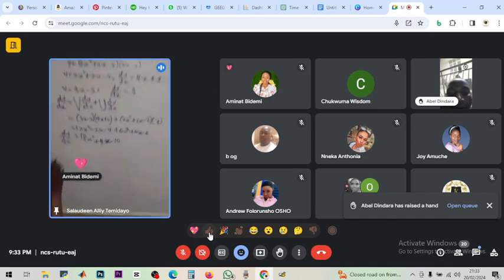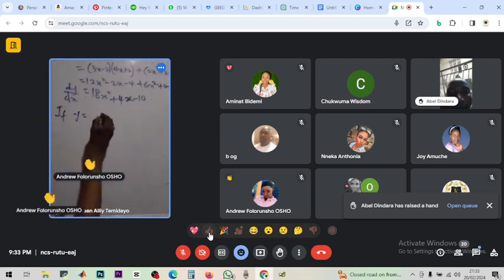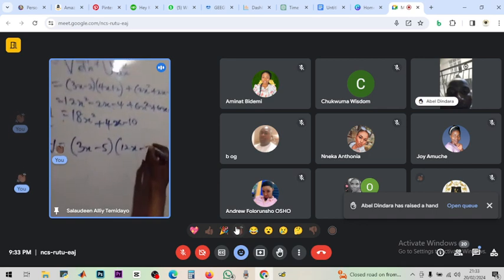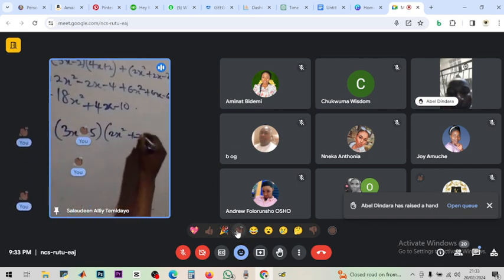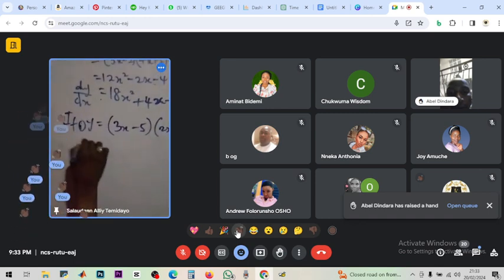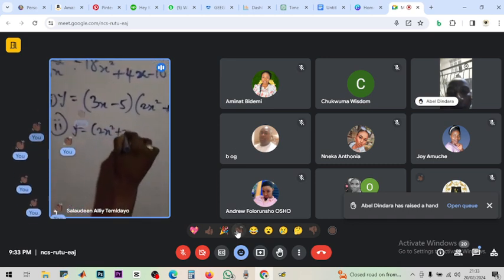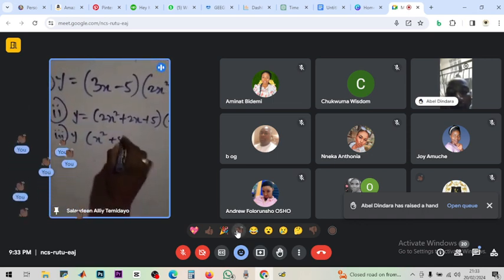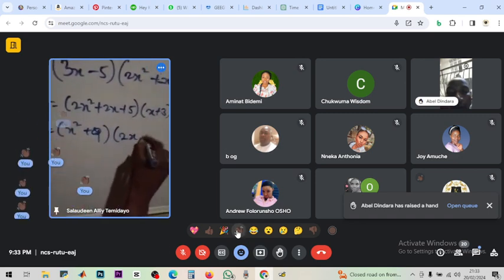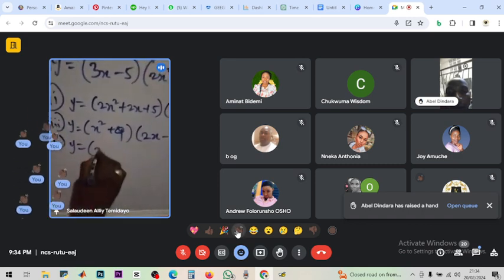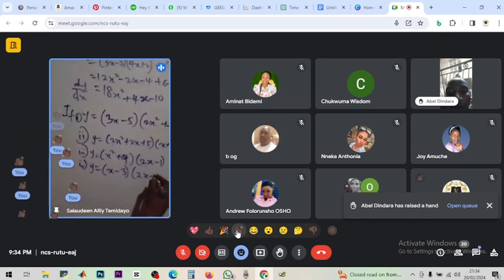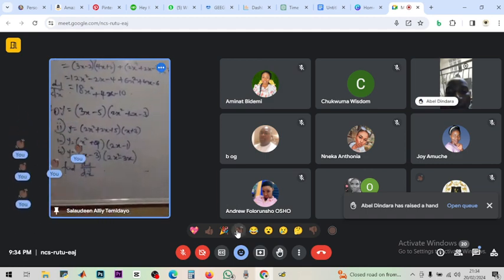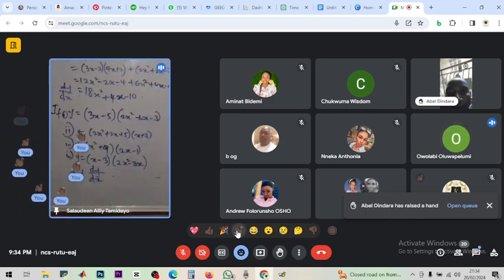Let's see. I'm going to give some work. If y equals 3x minus 5 times 2x squared plus x minus 3. And also, if y equals 2x squared plus 2x plus 5 times x plus 3. If y equals x squared plus 9 times 2x minus 1. And then if y equals x minus 3 times 2x squared minus 3x. So find dy/dx.